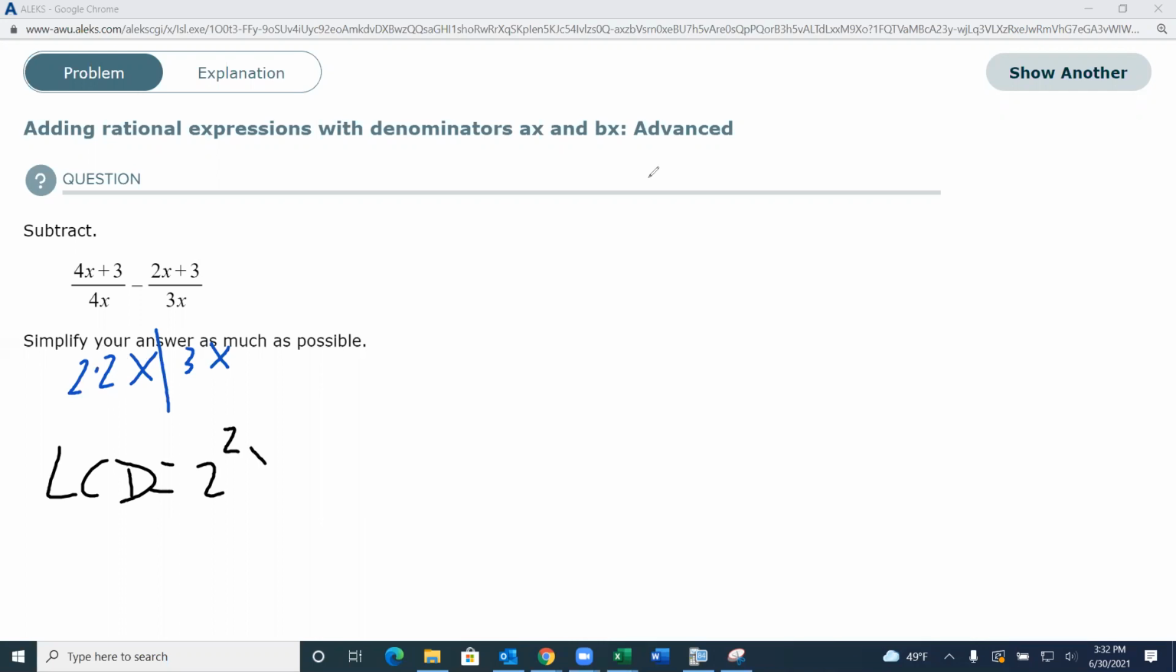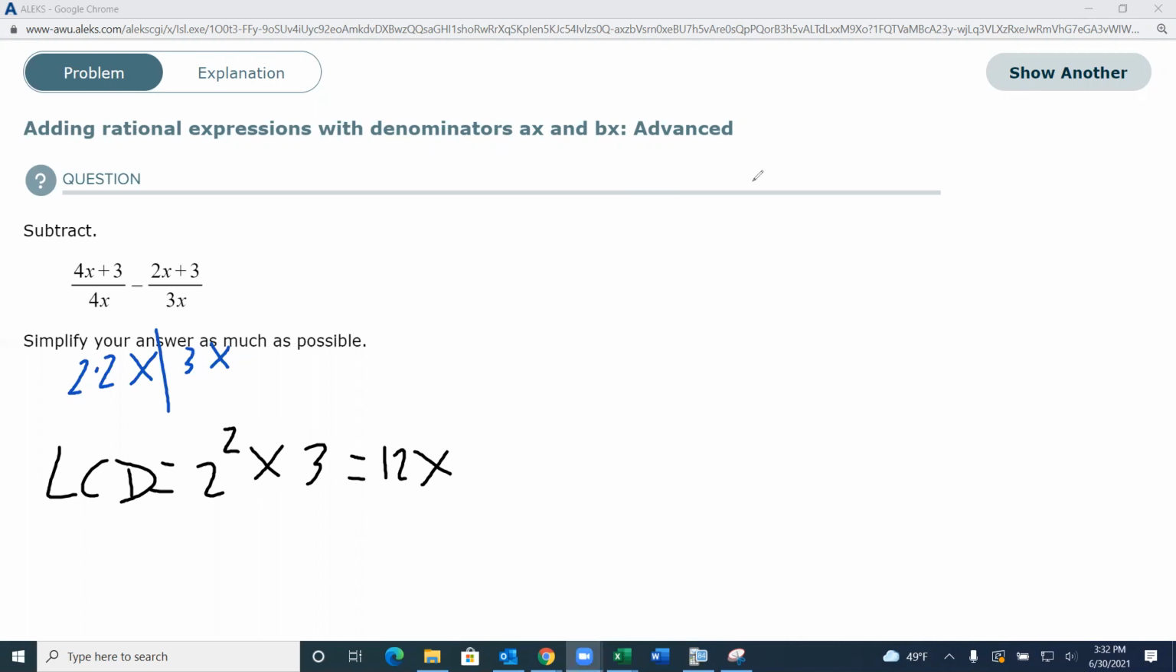So a couple of 2's and an x. And then for the second denominator, we need a 3 and an x. Well, we've already got an x, so I won't put another in. And so that gives us 12x. That's a variable, not a multiplication symbol.